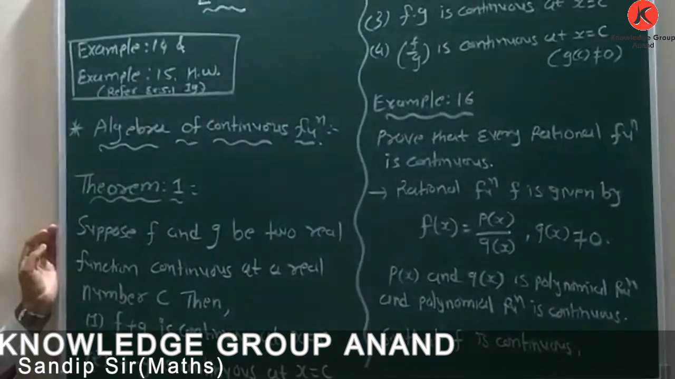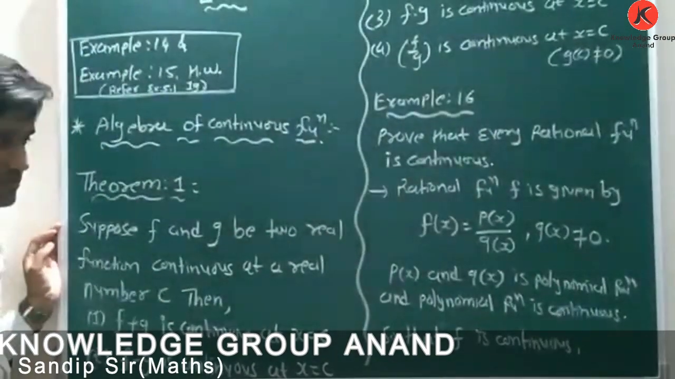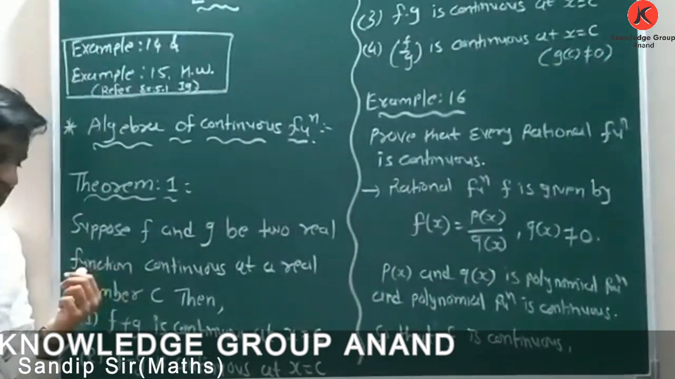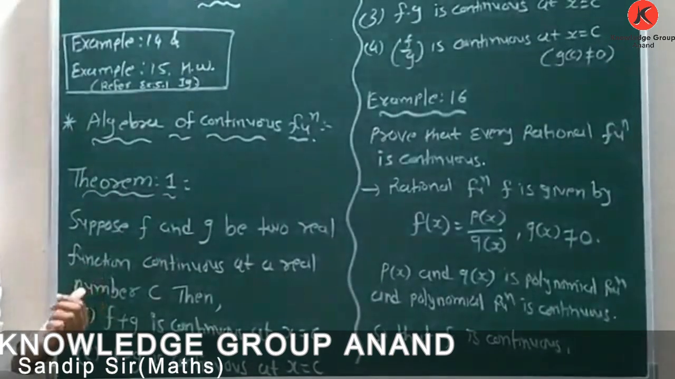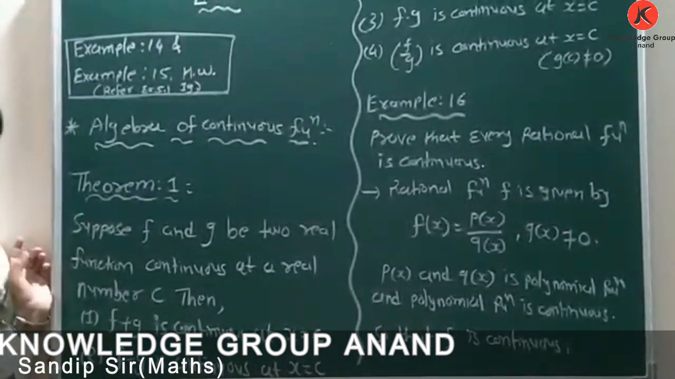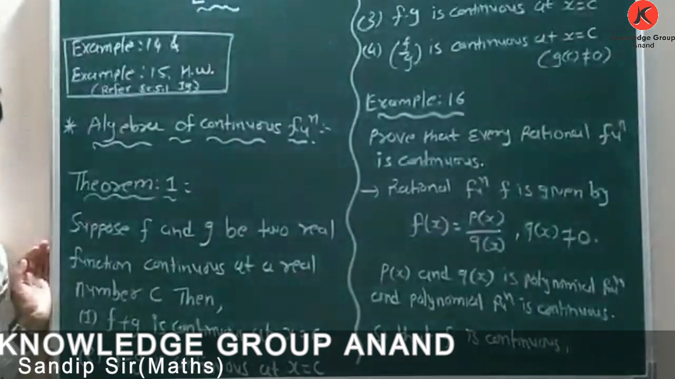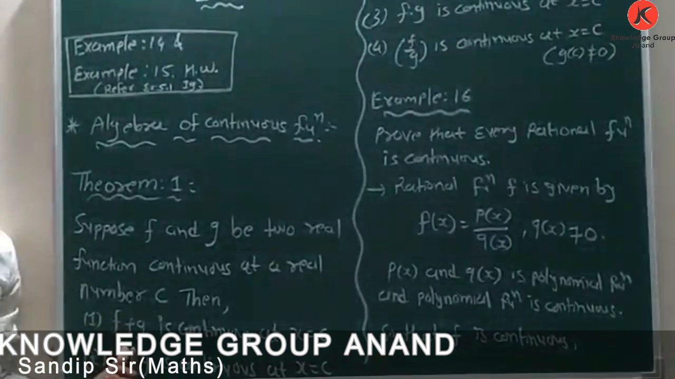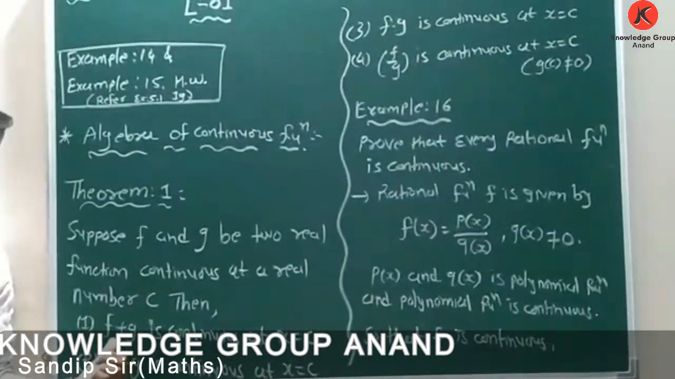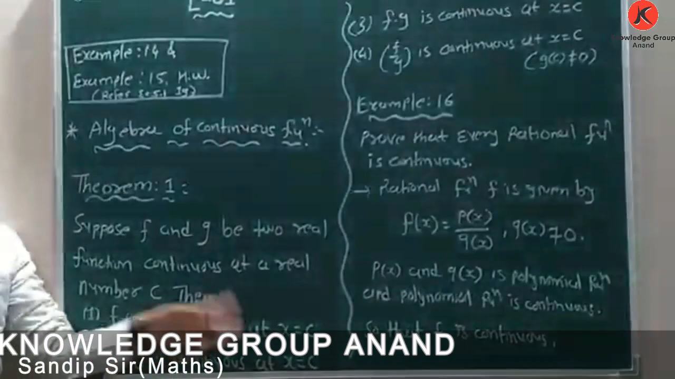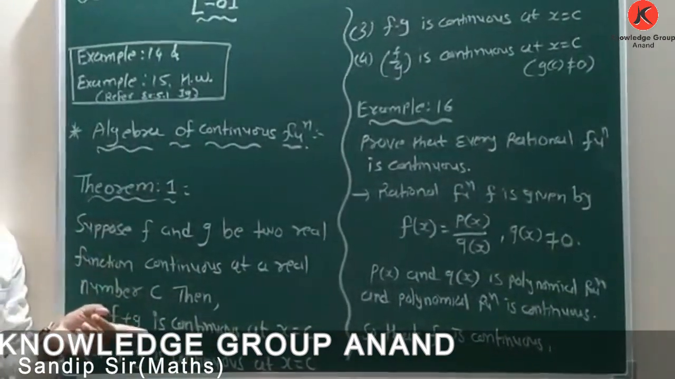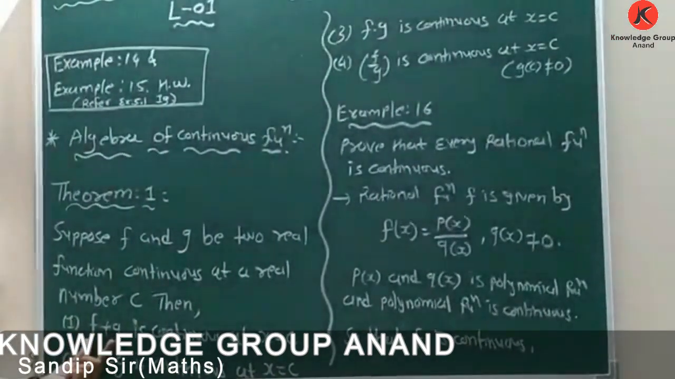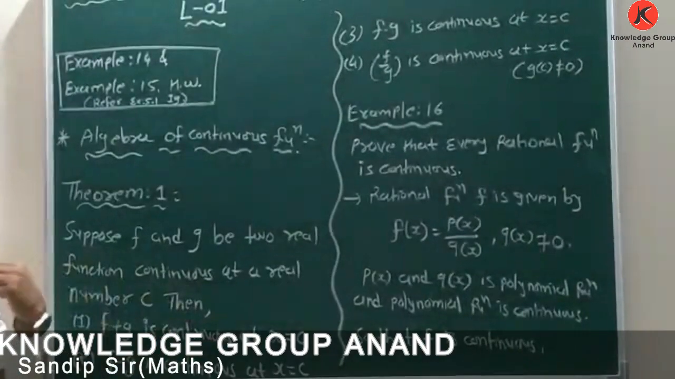Next topic is algebra of continuous functions, and theorem number 1. Suppose f and g are two real functions which are continuous at a real number c. That means f and g both are continuous at that point. Then the sum of these two functions, that means f plus g, is also continuous at that point. That means f is a continuous function as well as g is a continuous function, then its sum, f plus g, is also continuous at x equal to c.